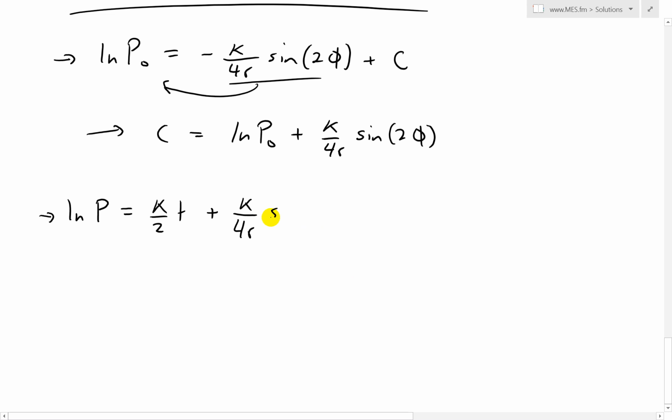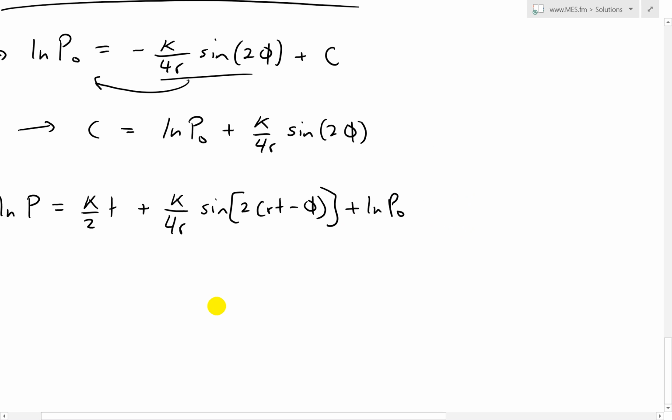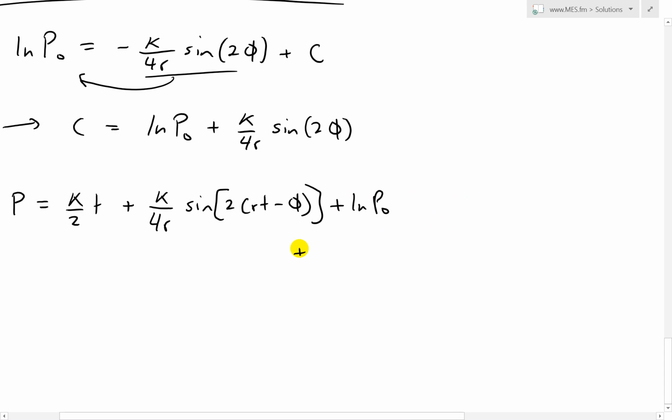So let's just do this regularly. Sine, this is going to be bracket 2. Yeah, this is just really tedious stuff. 2rt minus phi, and then we have to add the c, which is plus ln p0, and then I'll just go further, plus k over 4r sine 2 phi. Yeah, so this is the c constant that equals c.